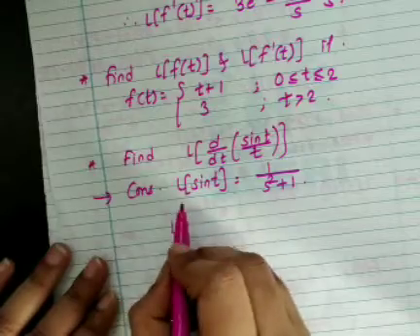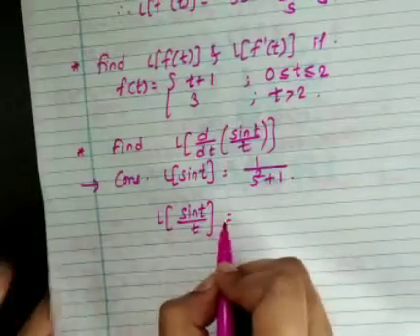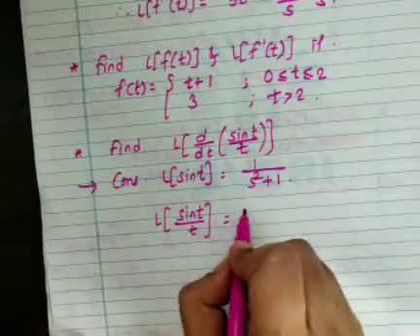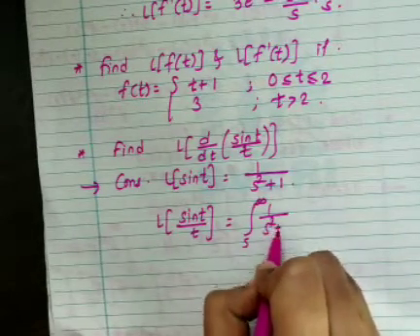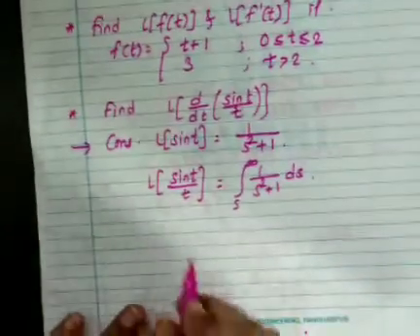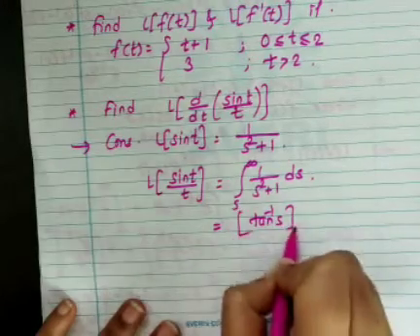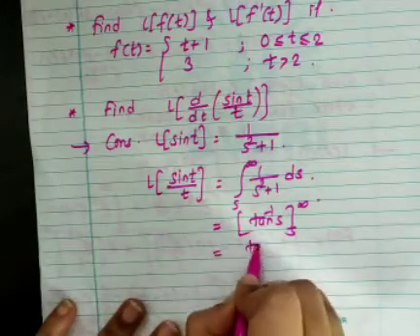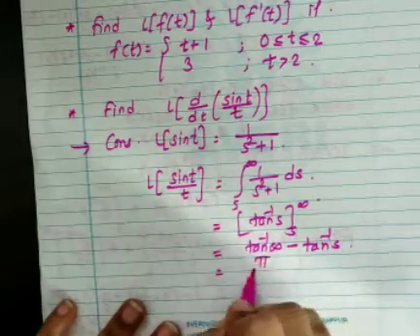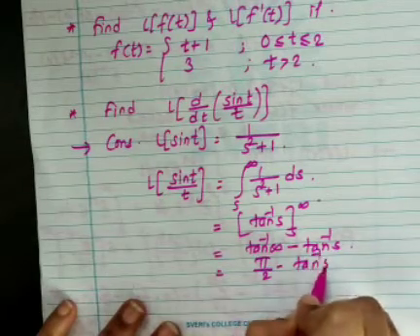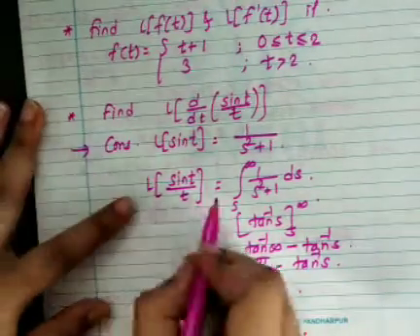Then we'll use sin t upon t. The division by t property says you have to take the integration from s to infinity, that is, integration from s to infinity of 1 upon s square plus 1 ds, which is tan inverse s from s to infinity. So that is tan inverse infinity minus tan inverse s. Tan inverse infinity is pi by 2 minus tan inverse s, that is equal to cot inverse s. This is Laplace of sin t upon t.